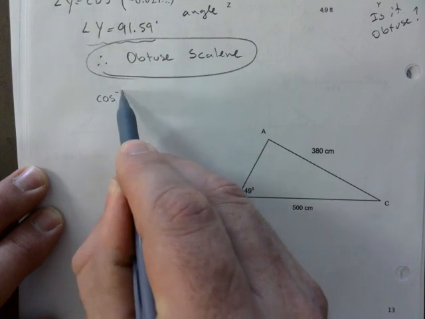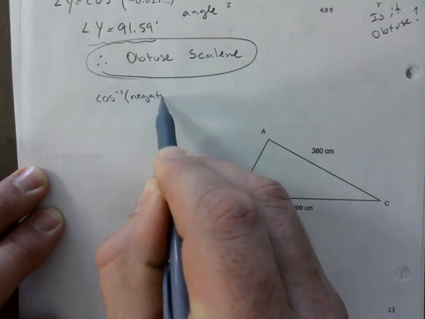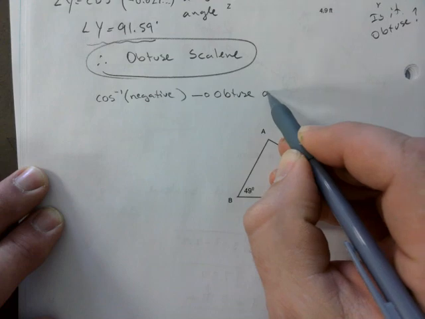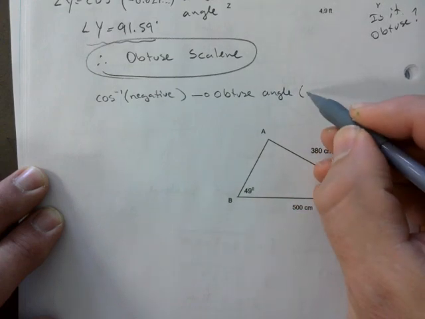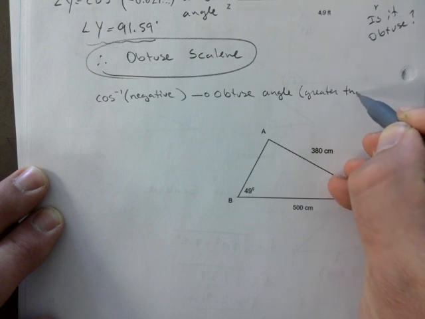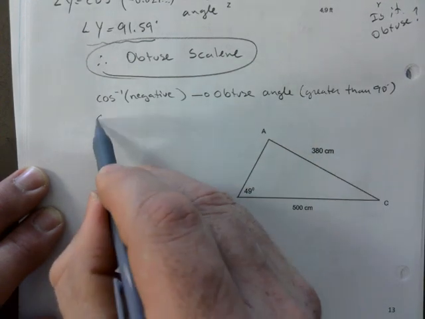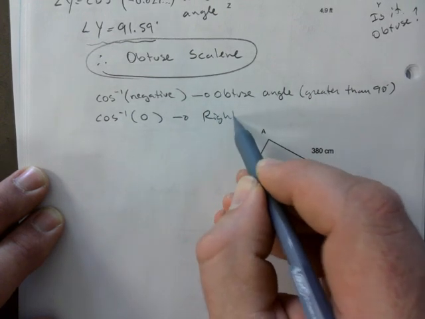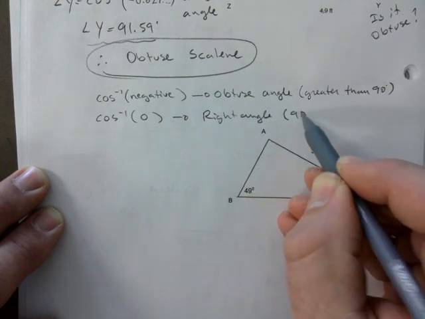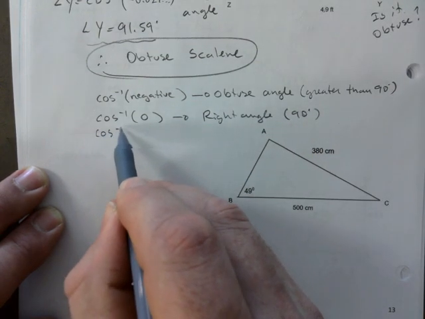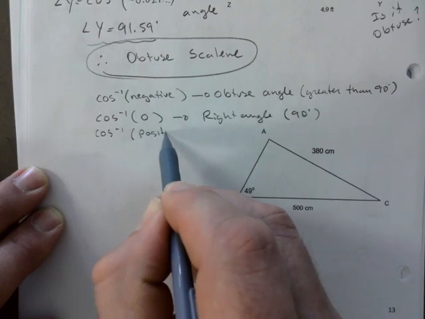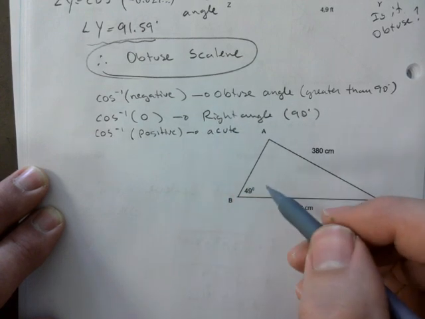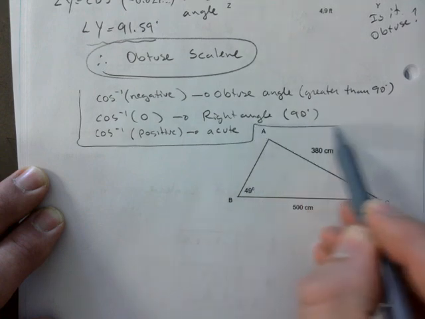Cosine inverse of a negative will be an obtuse angle, which is greater than 90. Cosine inverse of 0 is a right angle, exactly 90 degrees. Cosine inverse of a positive is an acute. And this is worth boxing in, right?